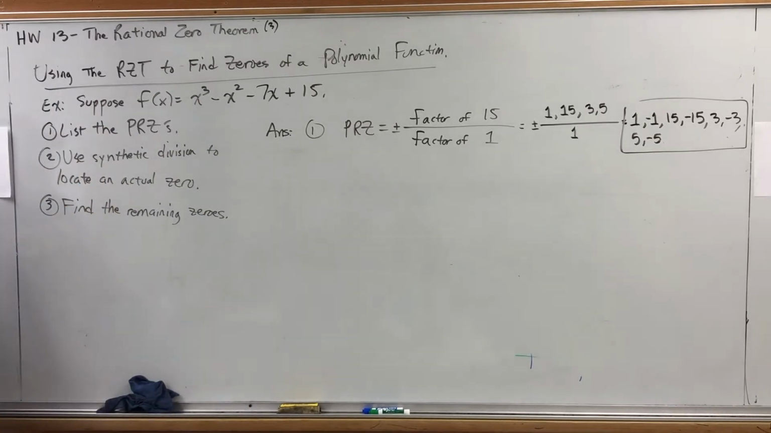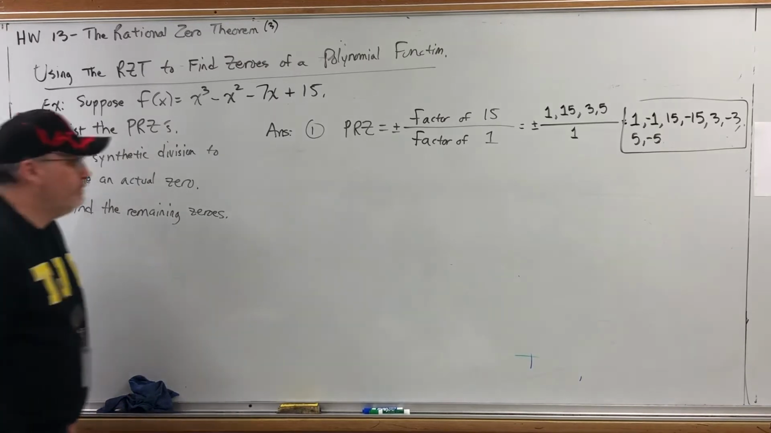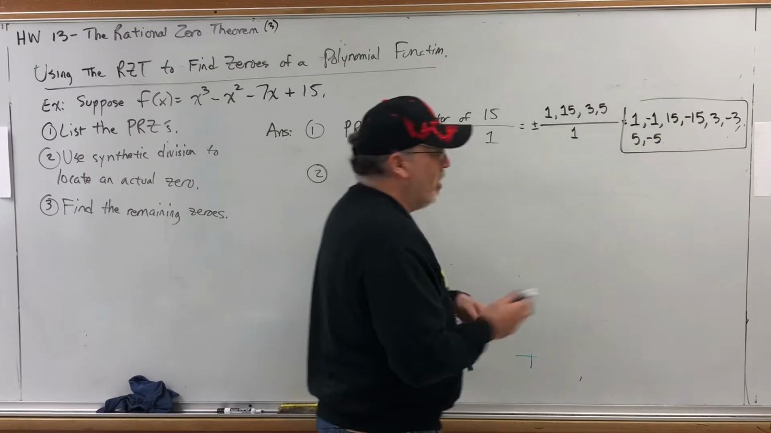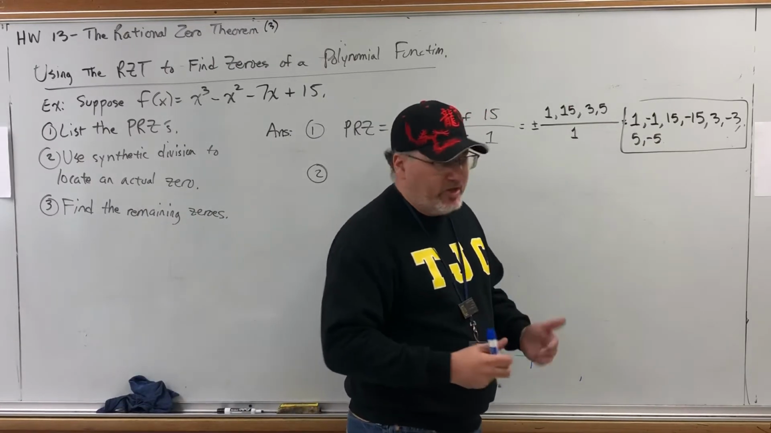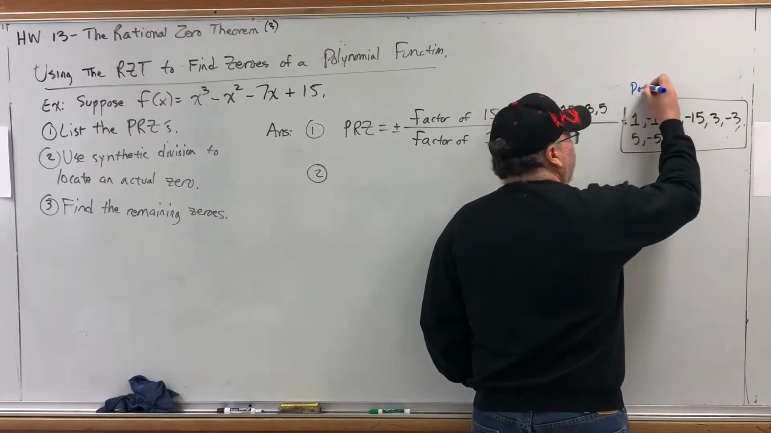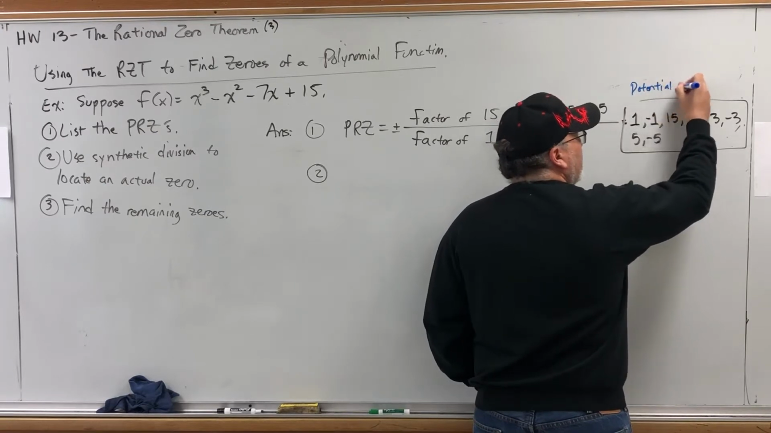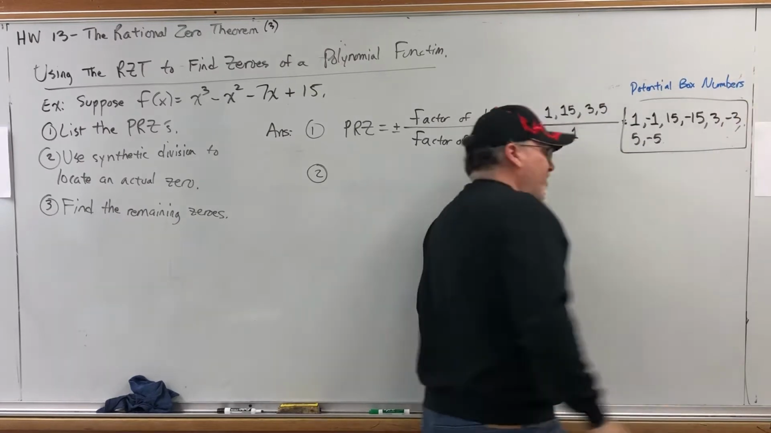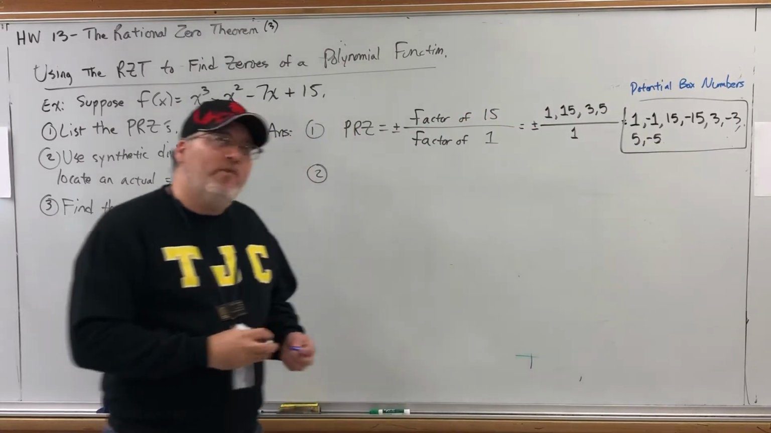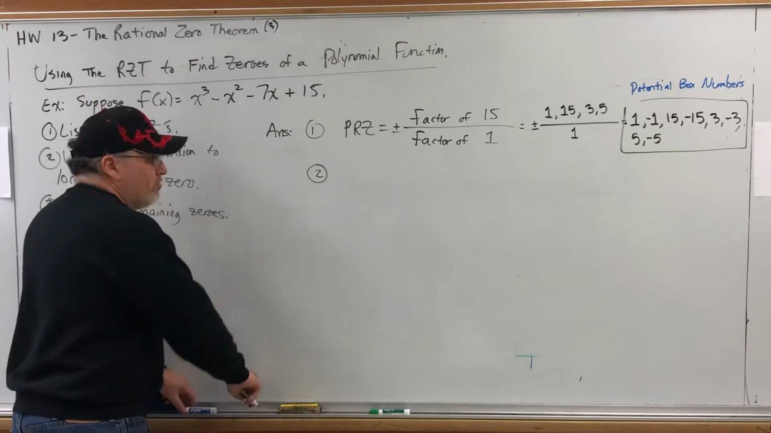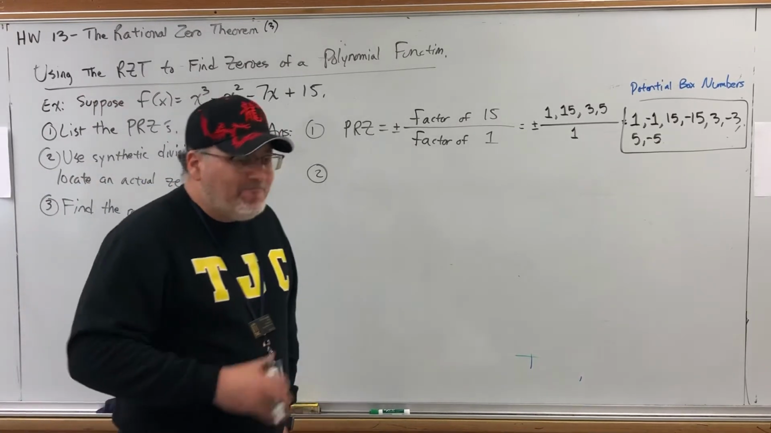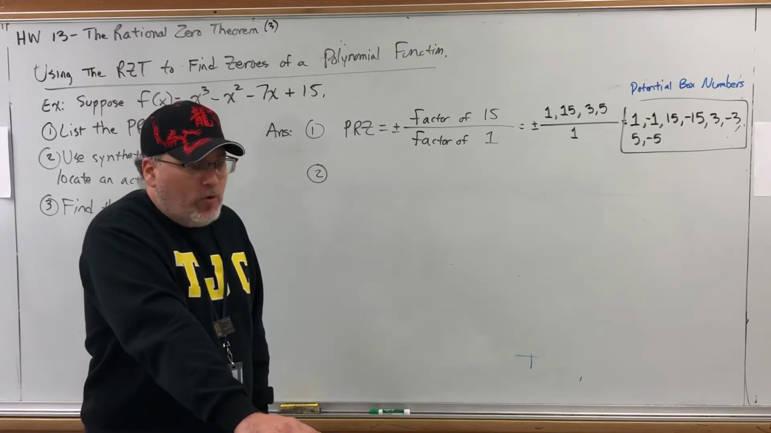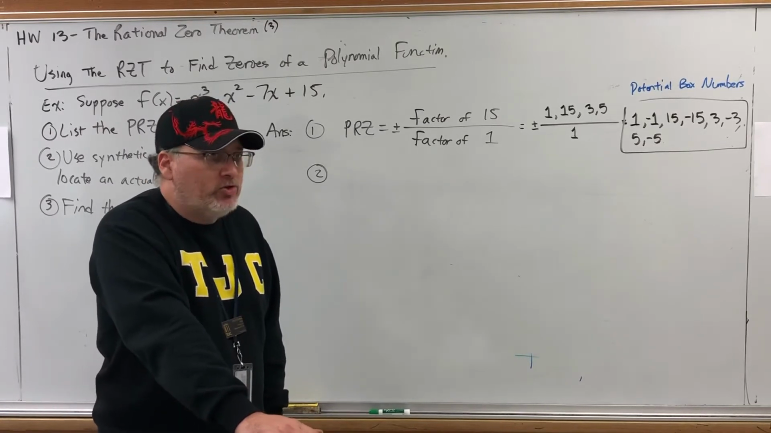We're going to use synthetic division to locate an actual 0. Another way to think about this list, instead of calling them possible rational zeros, which they are, is to call them potential box numbers in reference to synthetic division. All of them can be box numbers, but what we're looking for is a box number that gives a remainder of 0. Which one should you try? I don't know. So you try one. If it works, great. If it doesn't, throw it away and try another.